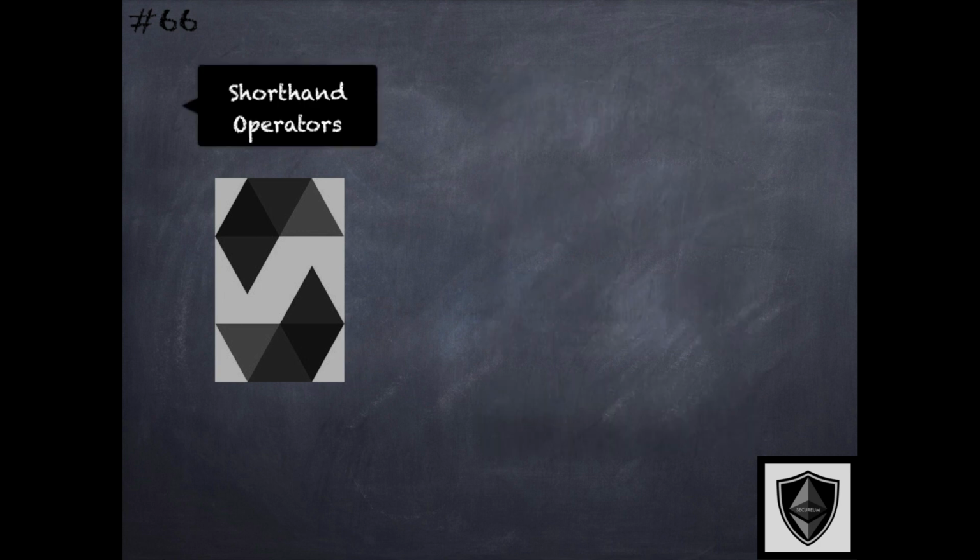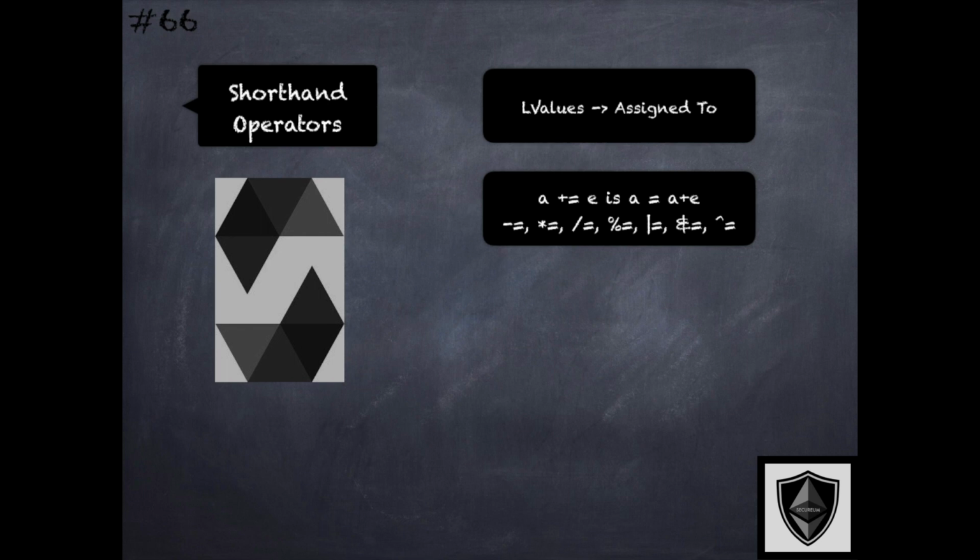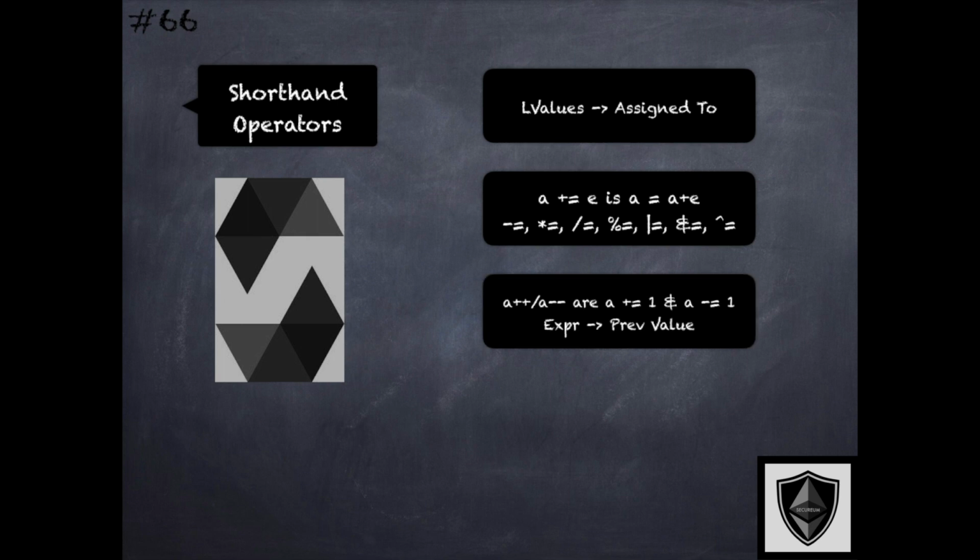Solidity supports the notion of what are known as shorthand operators, similar to many other programming languages. These are concise notations of slightly longer expressions as shown here. So instead of saying A = A + E, one can use the shorthand notation of A += E. Similarly, other arithmetic operations are also supported with this notation. There are similar shorthand operators for increments and decrements. A++ and A-- is an example.